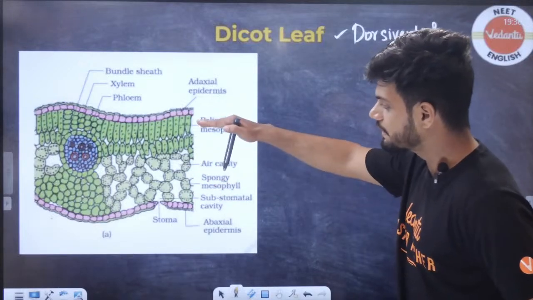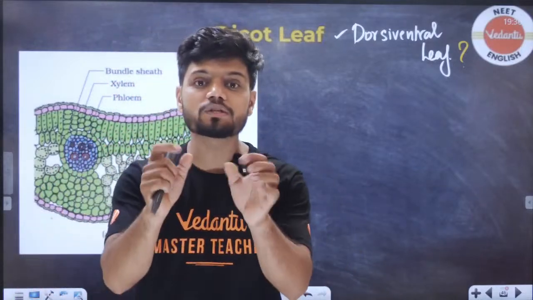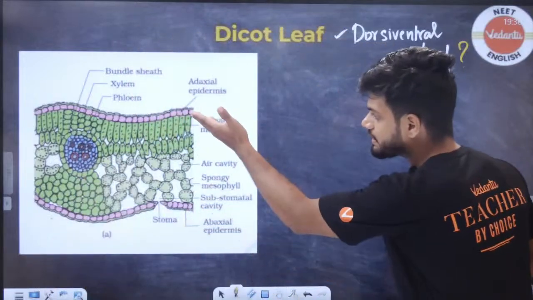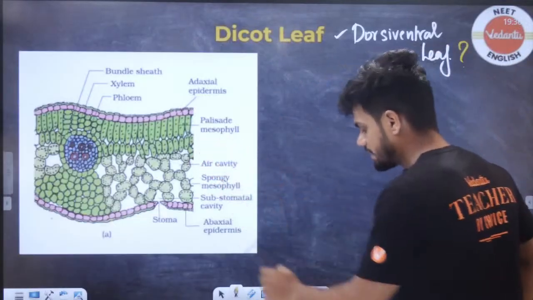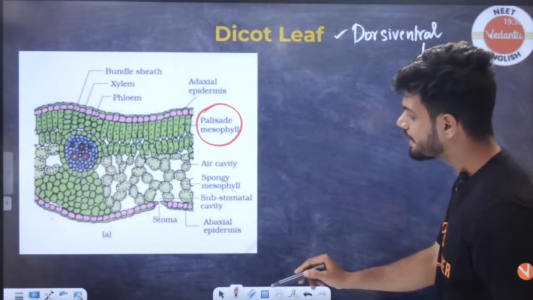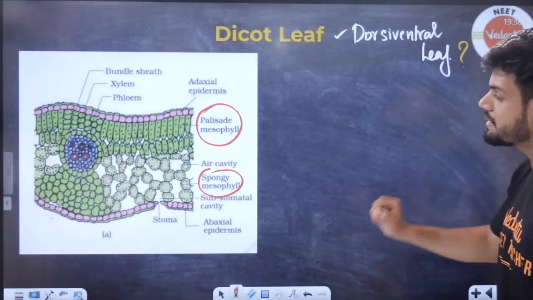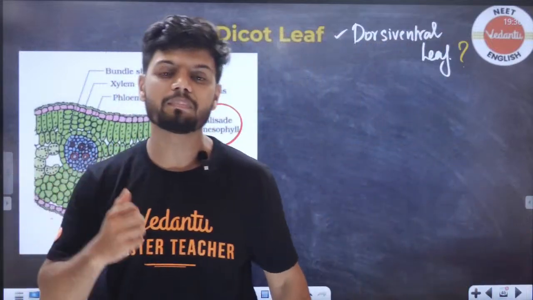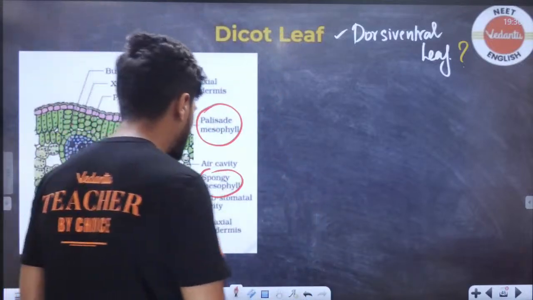Dorsiventral means on both sides we have different types of mesophyll cell. Look at the diagram. This is the dorsal side, ventral side. In the ventral side, the upper epidermis side, we have the palisade mesophyll, and in the dorsal side, we have the spongy mesophyll. So the reason it is called dorsiventral is that the dorsal side and ventral side have different types of mesophyll cell. I hope you can remember that.